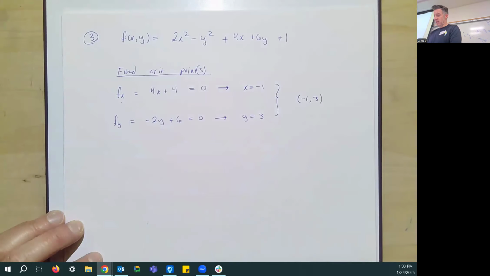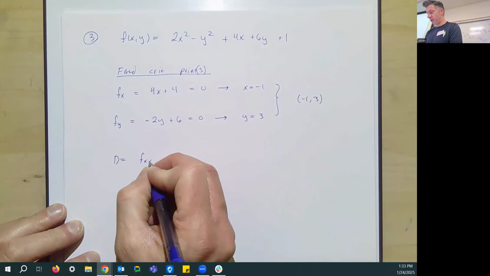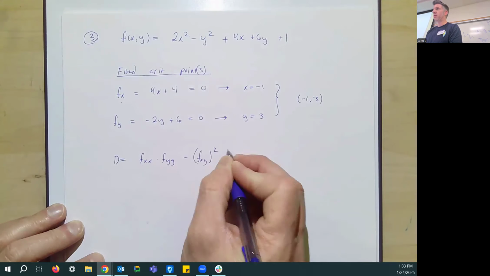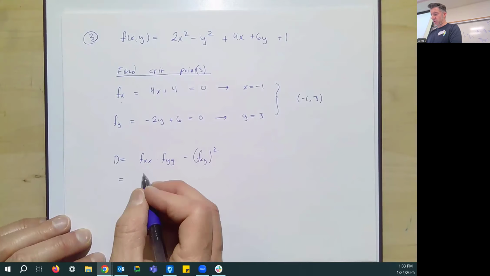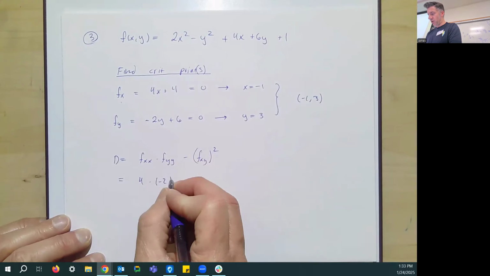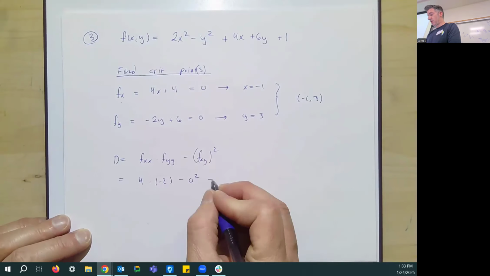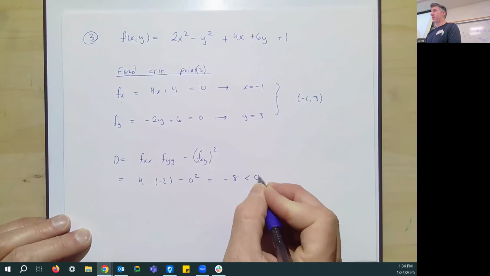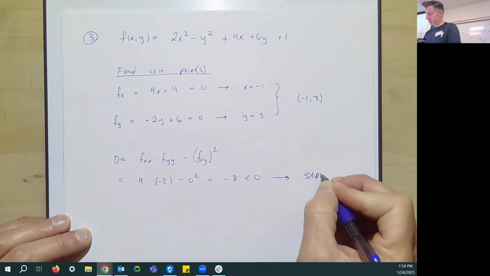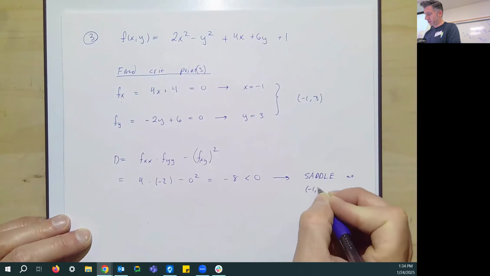Now we're going to calculate D. D is equal to, people often skip writing out this part. You can go either way. I like writing it out to remind myself of what I'm doing. fxx here is just 4. fyy here is negative 2. And fxy again is 0. This is equal to negative 8, which is negative. So that means we have a saddle at negative 1 comma 3.